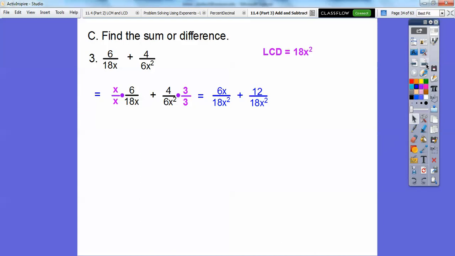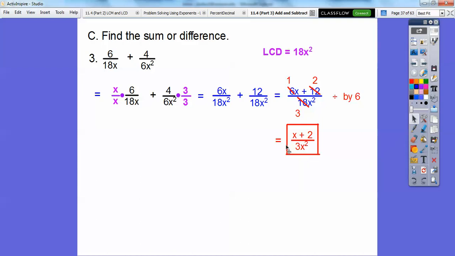6x over 18x squared, 12 over 18x squared. So there's our answer right there. But hold on, wait a minute. 6 goes into this number, and this number. So we're going to divide this by 6, and it's going to be 1x. This by 6 is going to be 2, and this by 6 is going to be 3x squared, okay? So when you do that, that's going to give us a reduced answer, okay?